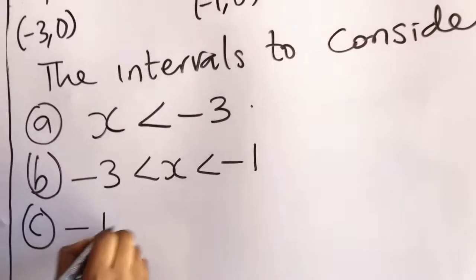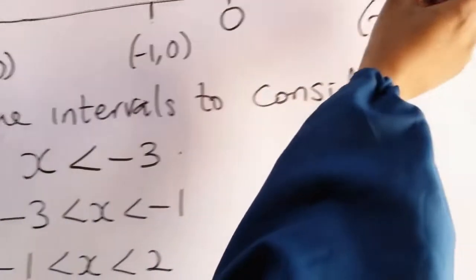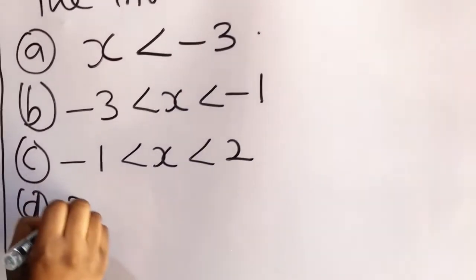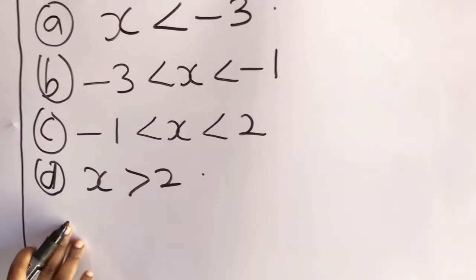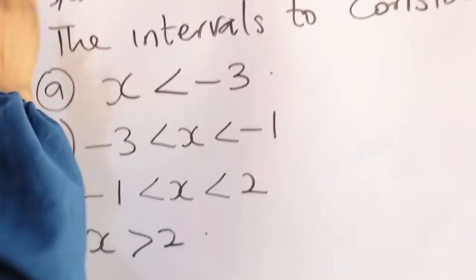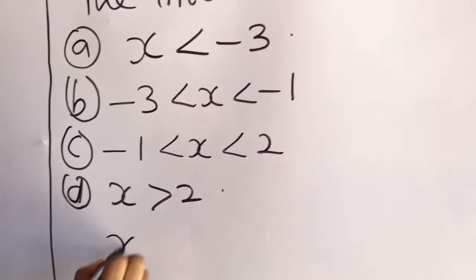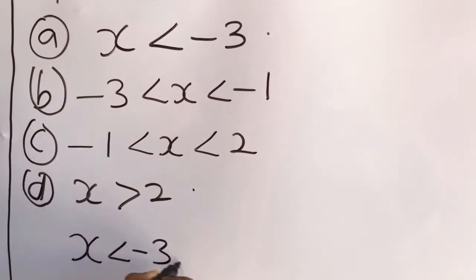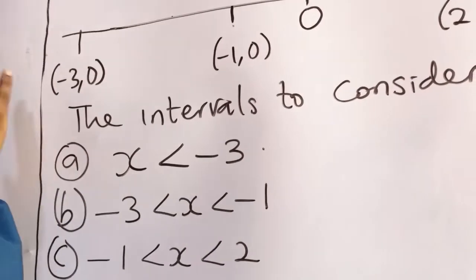So minus 1 less than x, x less than 2. And those parts after 2 will be x greater than 2. So let's take those one after minus 3. So checking for x less than minus 3. So let's take any number after minus 3.